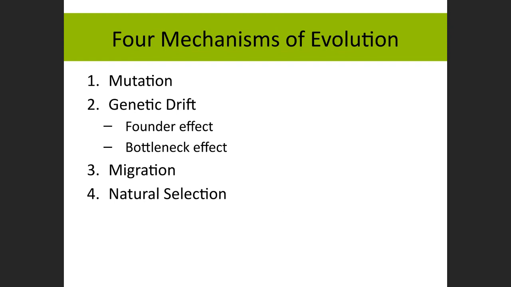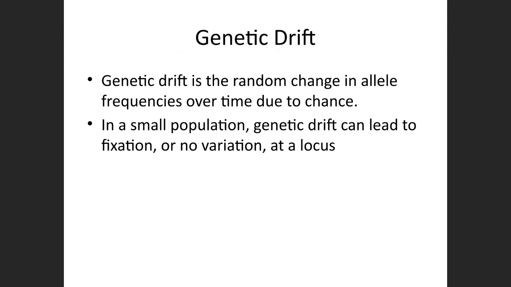Okay, the next mechanism of evolution that we're going to discuss is genetic drift. And there are two subtypes that we'll also talk about. So genetic drift is just the completely random change in allele frequencies over time due to chance. So this is something that is just, you know, rolling the dice and whatever alleles come up.